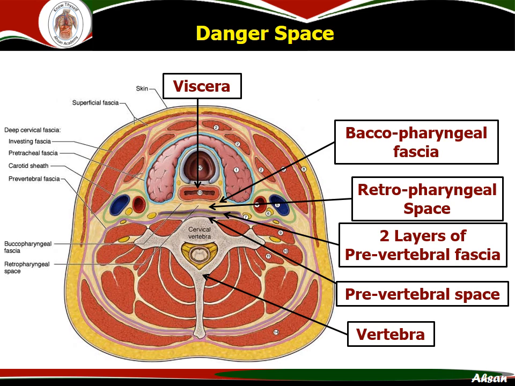The black shade is shown here, and the prevertebral space is just in front of the vertebra and the longitudinal ligament.